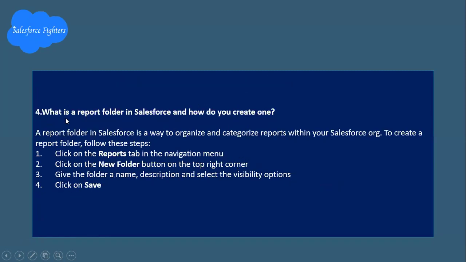Next question, what is a report folder in Salesforce and how do you create one? A report folder in Salesforce is a way to organize and categorize reports within your Salesforce org. To create a report folder, follow these steps. Click on the Reports tab in the navigation menu. Click on the New Folder button on the top right corner. Give the folder a name, description, and select the visibility options and click on Save.